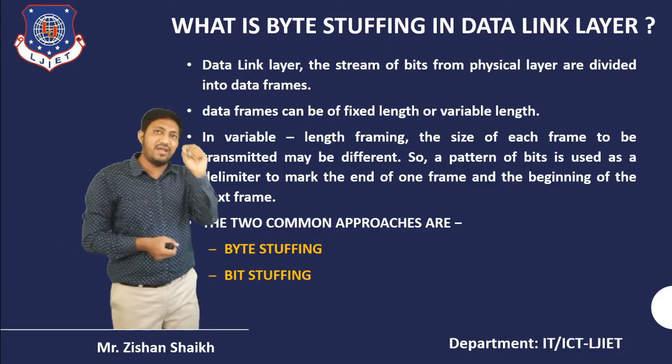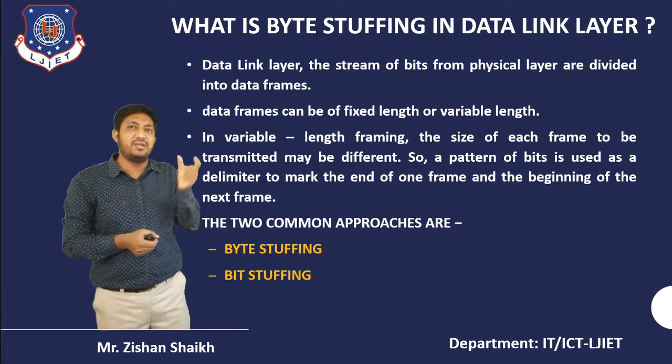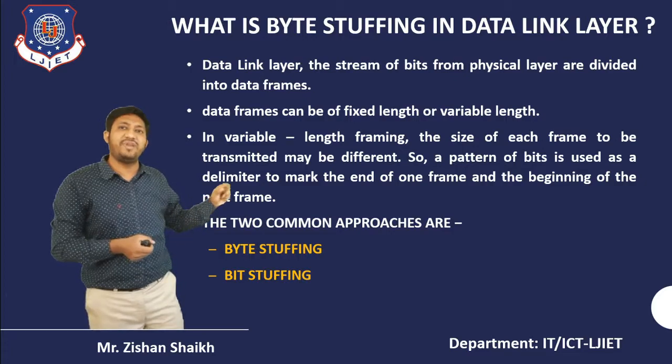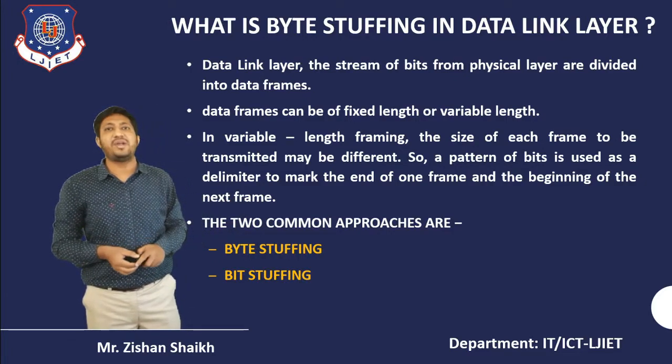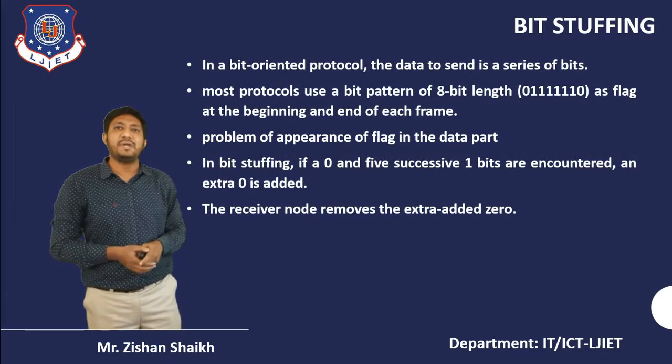So when the data form is the same, how will our machine identify the scope of our frame? For that identification, we will learn two approaches, byte stuffing and bit stuffing. So let's understand this mechanism one by one. First we will learn about bit stuffing.